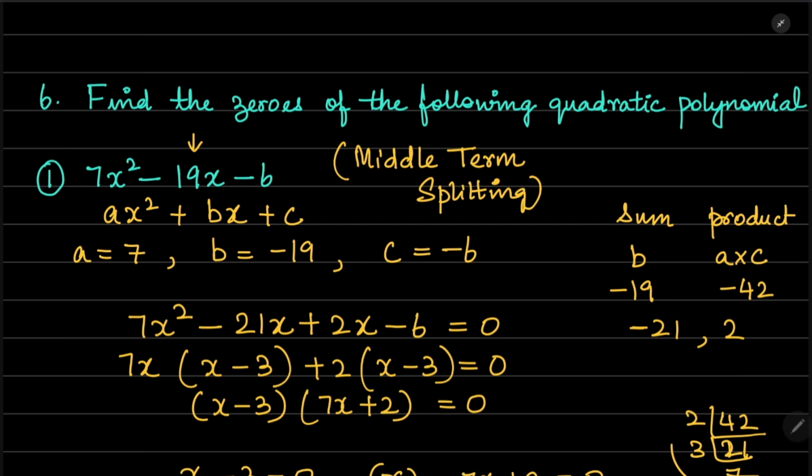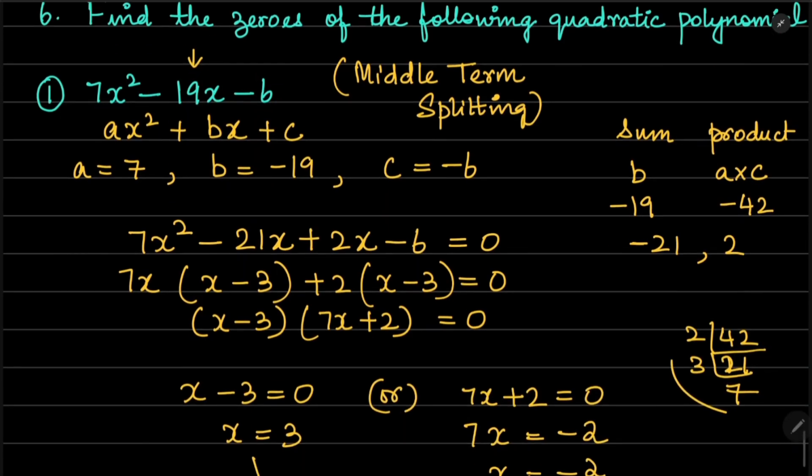Before splitting the middle term, always make sure your x square term is the first term, then x, and then the constant. Let us do one more question on this.